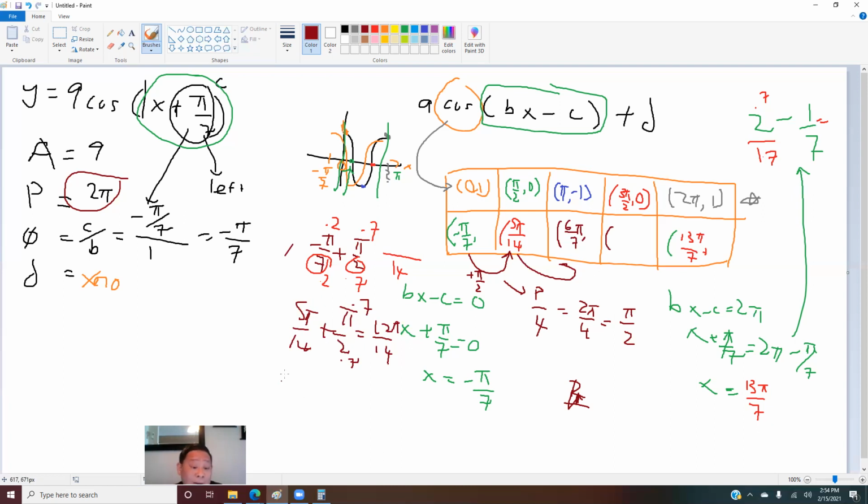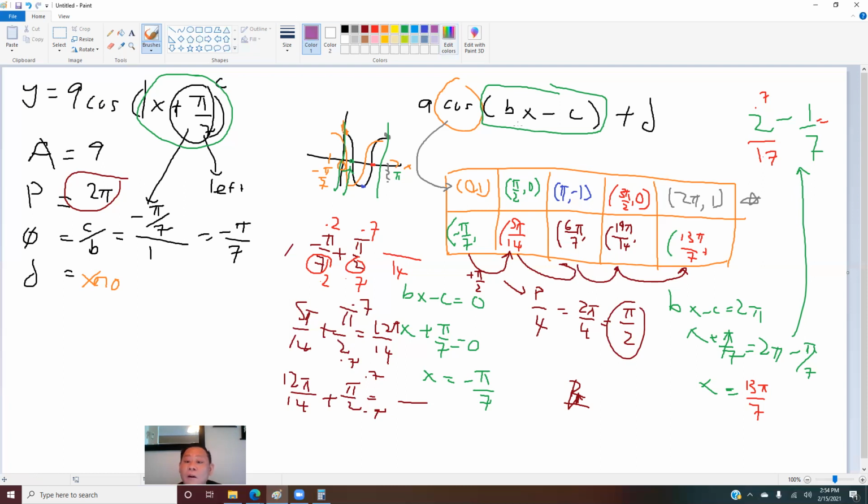All right, what is 12 pi over 14? Add another pi over 2. Okay, common denominator, times 7 on each side, so 12 plus 7 is 19 pi over 14. Now that one cannot reduce. And yes, if you add another pi over 2 to this, you should get 13 pi over 7. So this is how you figure out all your x values.